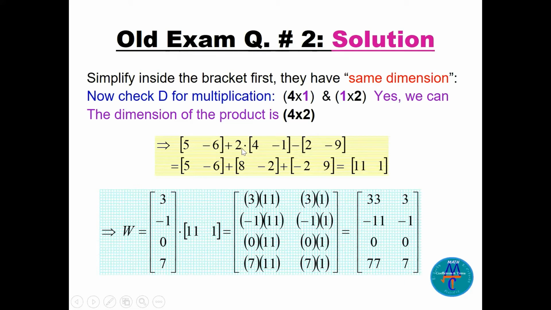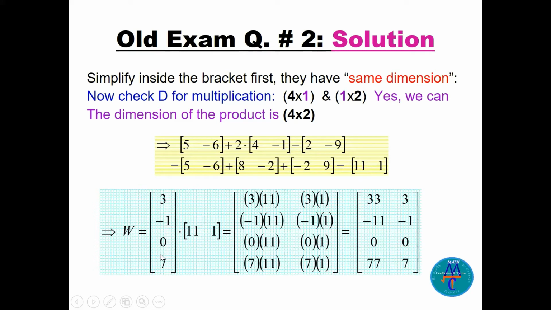So what can I do? Multiply this by a scalar here. So this is 8 minus 2. And there's a minus here, subtraction. I can change it to plus, but I have to change all the numbers inside as if I multiply by minus 1. Then I will add 5, 8, minus 2, that will be 11, minus 6, minus 2, and 9, that will be 1. So I have to multiply to find W now.